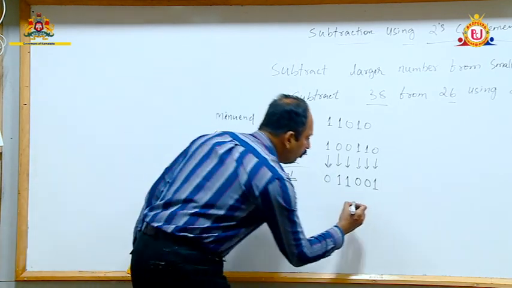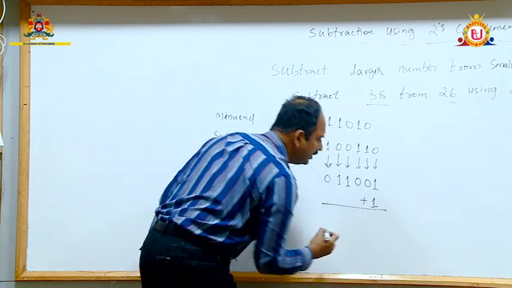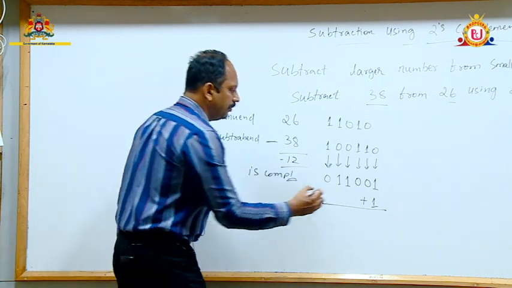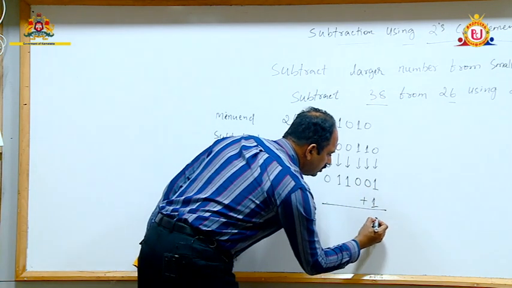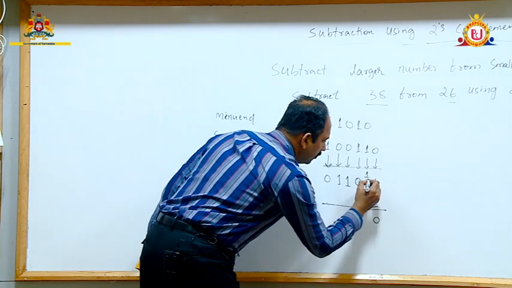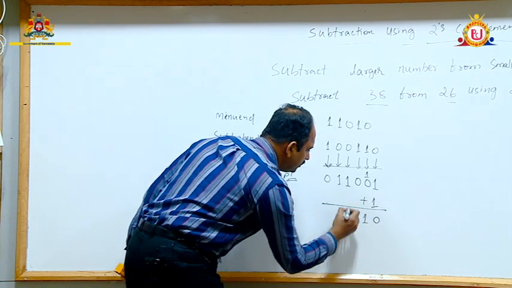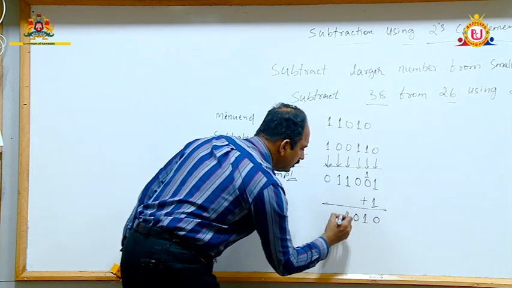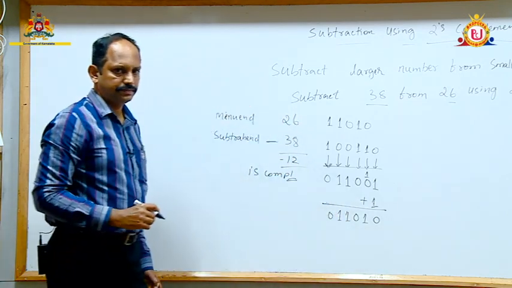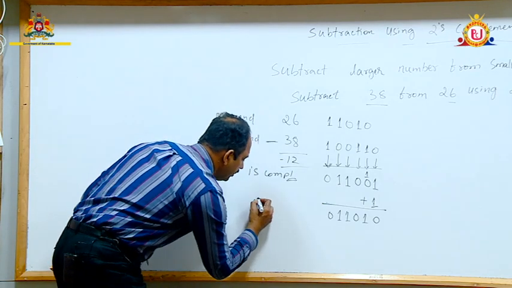Now we add bit 1 to this number to get the 2's complemented number. 1 plus 1, 0 with carry 1. So 1 plus 0 is 1. 0 is written as it is, 1 is written as it is, this 1 is written as it is, and this 0 is written as it is. Now this is a 2's complemented number.